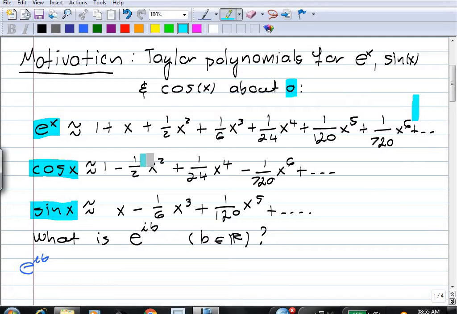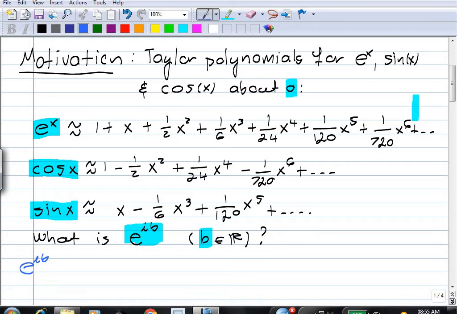Likewise, we can write down the Taylor polynomial for cos x: cos x is approximately 1 minus a half x squared plus 1 over 24 x to the fourth minus 1 over 720 x to the sixth, and so on. And sine x would be approximately x minus 1 over 6 x cubed plus 1 over 120 x to the fifth, and so on. So now we can ask ourselves, if we take a real number b, what should e to the ib look like?